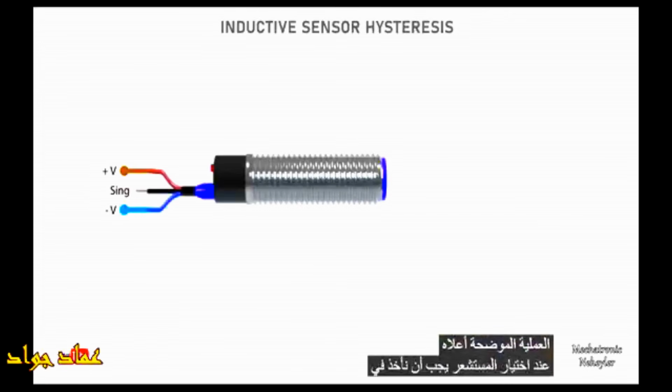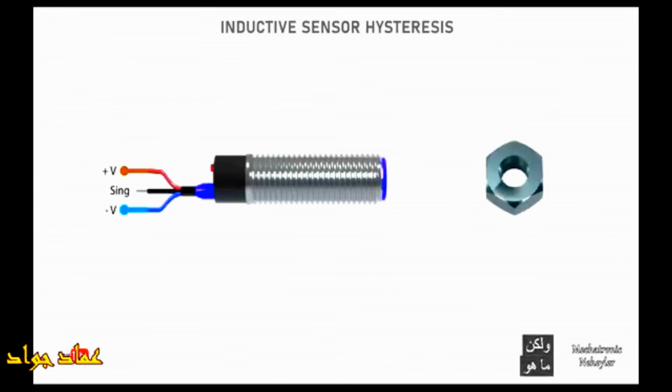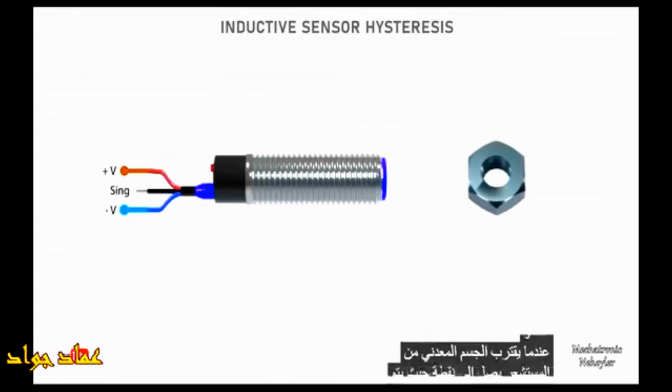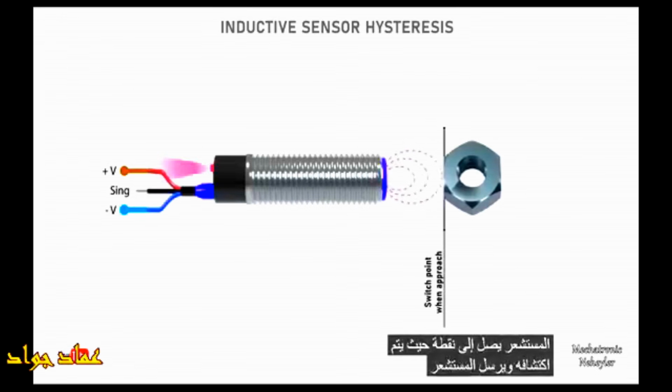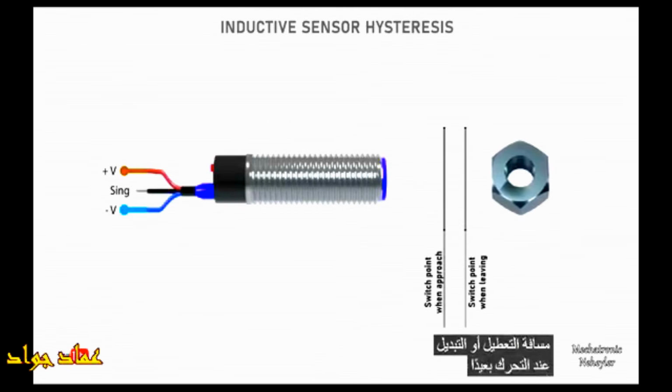When choosing a sensor, we must take hysteresis into account. But what is it? When the metallic object approaches the sensor, it reaches a point where it is detected and the sensor sends an activation signal. Now, when the object moves away, the sensor will continue to detect it up to a certain distance, which we will call the deactivation or switching distance when moving away.